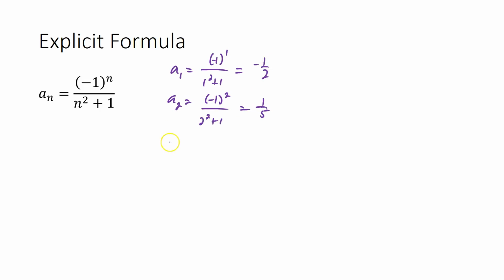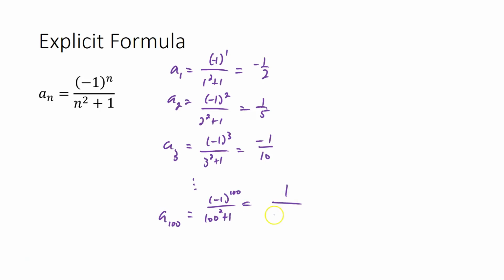Looks like this is going to alternate every time, right? Alternating series are going to be very important in chapter 9. So we have negative 1 cubed over 3 squared plus 1. That would be negative 1/10, right? Okay, and you could keep going. Maybe we have a sub 100. So a100 would be negative 1 to the 100th power. That's going to be positive 1 because it's an even number, divided by 100 squared plus 1. So that would be 1 over 10,001, I believe.